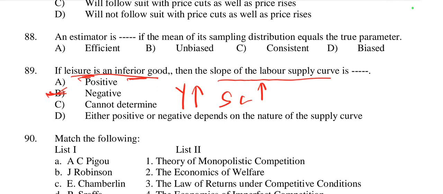So the labor supply curve is downward sloping, or we can say it is negative. We know that when the income of a consumer rises, he uses fewer inferior goods and more superior goods. Here leisure is an inferior good, so when income rises, people prefer less of it. So it is negative in nature. The slope of the labor supply curve is negative. So here the right option is option B.